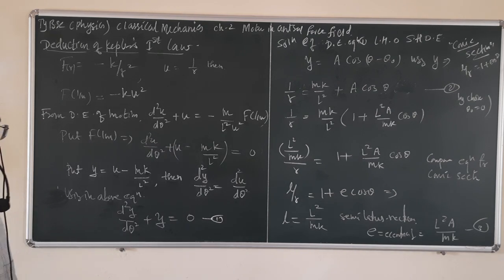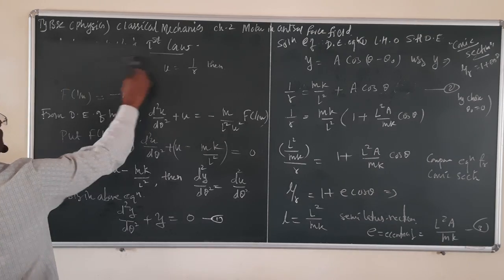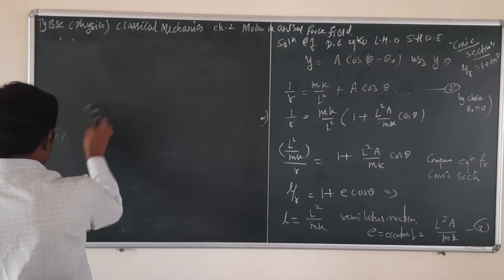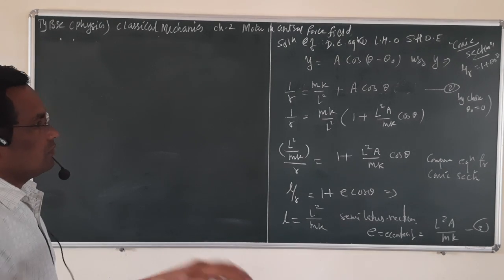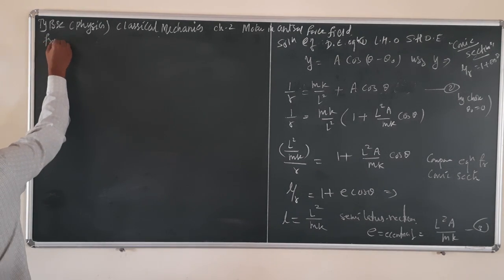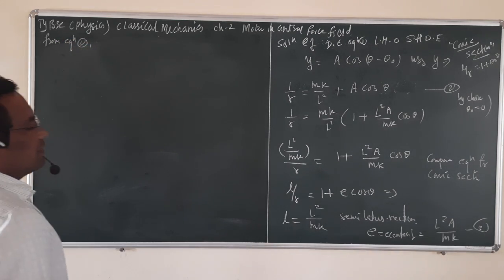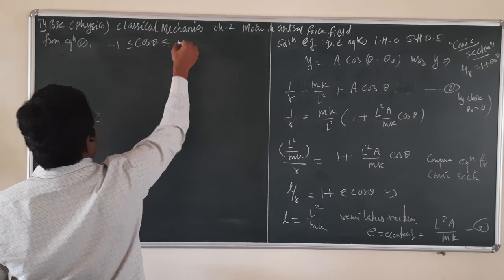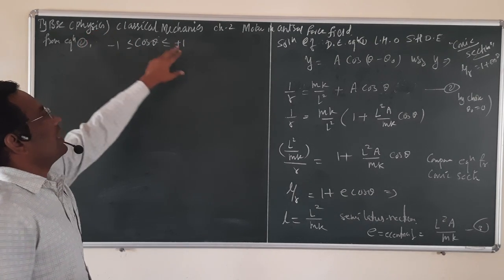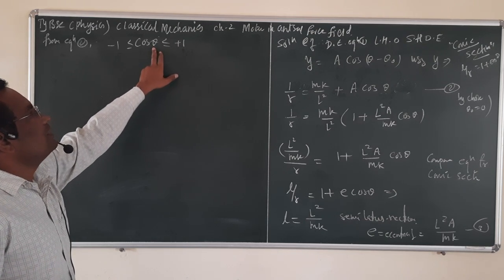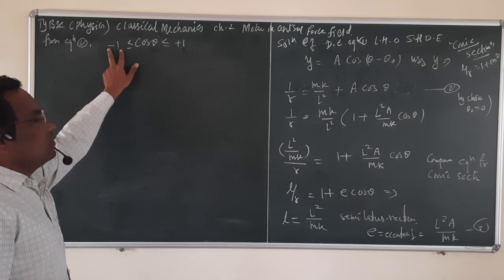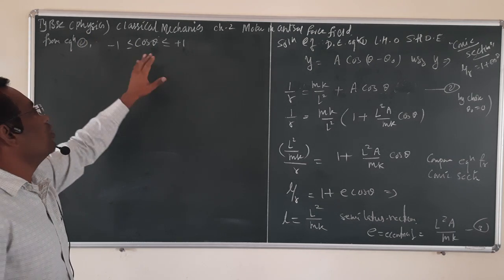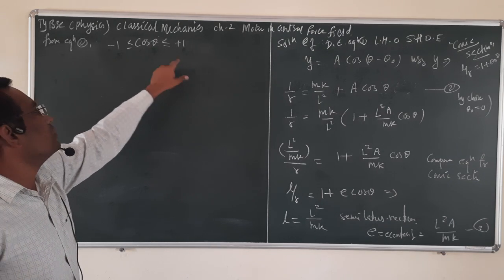From equation 2, the value of cos theta lies between minus 1 and plus 1, as you know. The minimum value of cos theta is minus 1 and the maximum value is plus 1. For theta equal to 0, the value is maximum, and for theta equal to pi, the value is minus 1. If you take any value of theta, cos theta always lies between minus 1 and plus 1. So we are choosing those values.